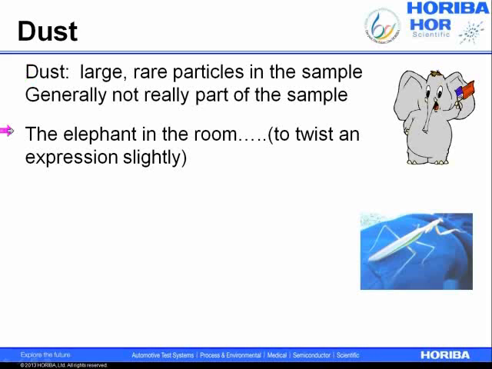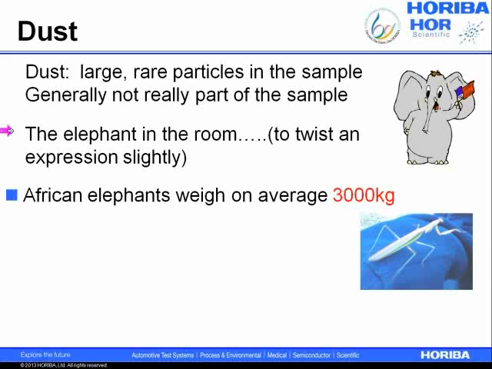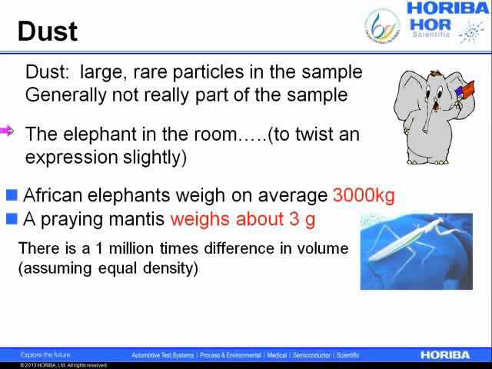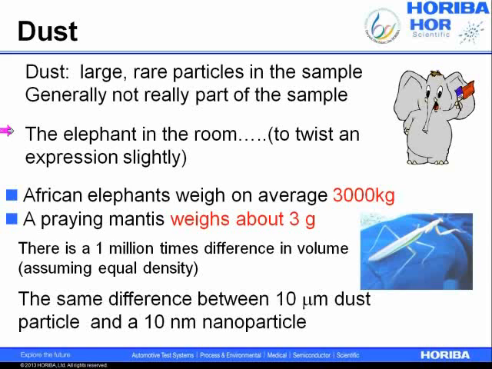So to twist an expression slightly, they're kind of the elephant in the room. Now, why would I think about elephants? Well, I can imagine an African elephant weighs about 3,000 kilograms, and a praying mantis weighs about 3 grams. A praying mantis is the largest kind of bug that goes through, eats other bugs. So there's about a 1 million time difference in volume, assuming each animal has about equal density. That's the same difference between a 10 micron dust particle and a 10 nanometer nanoparticle.